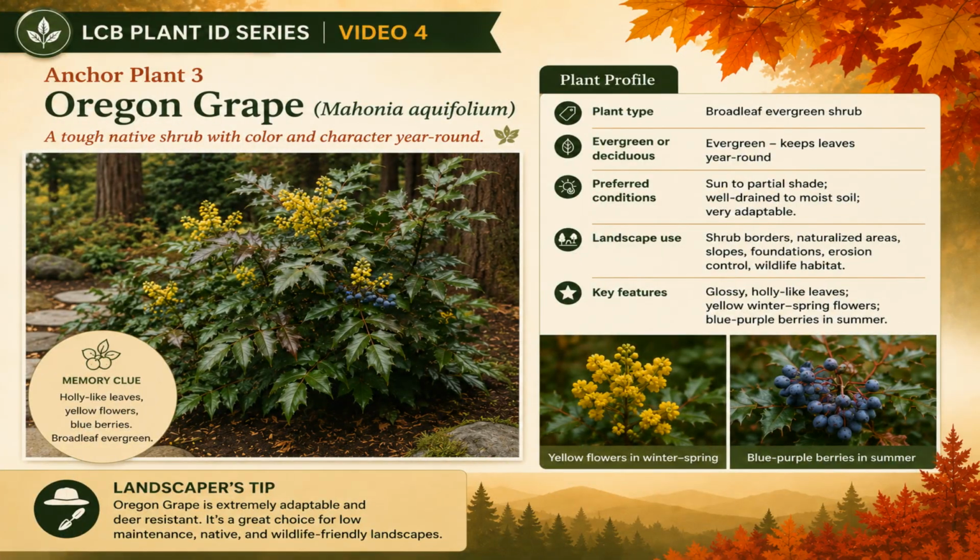Next is Oregon grape, or Mahonia aquifolium. Oregon grape is a broadleaf evergreen shrub. That means it keeps its leaves throughout the year, but it is not a conifer. Its leaves are glossy and divided into leaflets with sharp, holly-like edges. It produces clusters of yellow flowers, followed by blue or purple fruit. It is native to the Pacific Northwest and can be used in shrub borders, naturalized plantings, or areas where a durable evergreen shrub is needed. Your memory clue is, Oregon grape looks a little like holly, but has yellow flowers and blue-purple berries. It is also an excellent reminder that not every evergreen plant has needles.